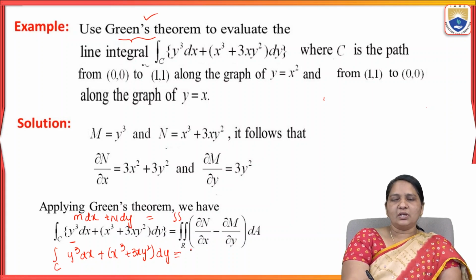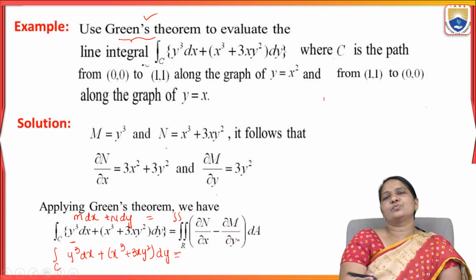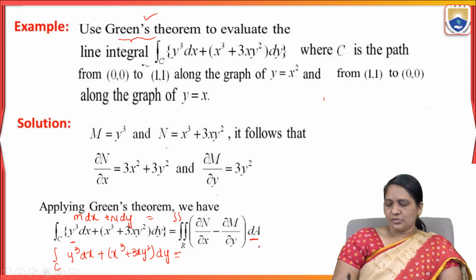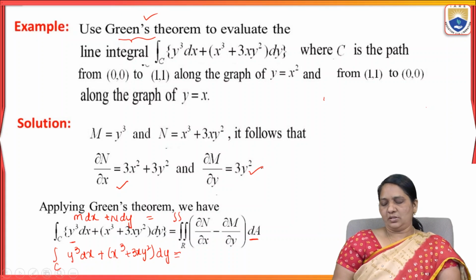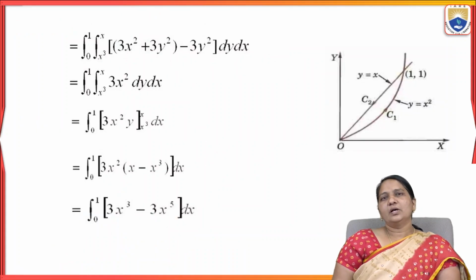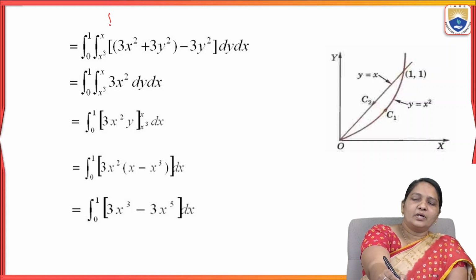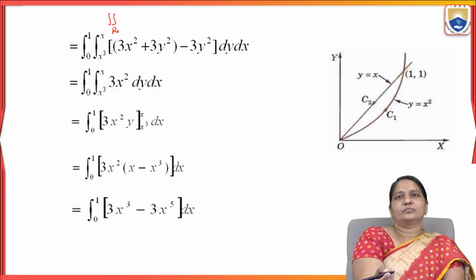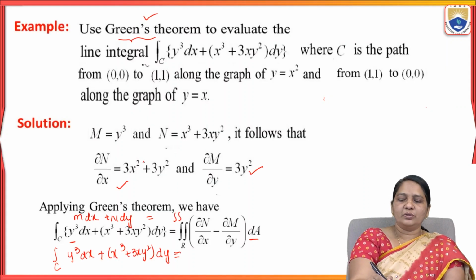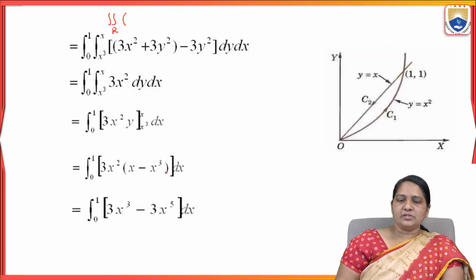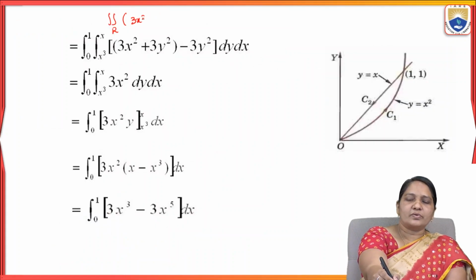See here, this is equal to the double integral of (∂N/∂x minus ∂M/∂y) dA. We already calculated ∂N/∂x and ∂M/∂y, and we are going to replace them here. So this is the double integral over R. What is the ∂N/∂x value? 3x² plus 3y². This is what we are seeing here, 3x² plus 3y².